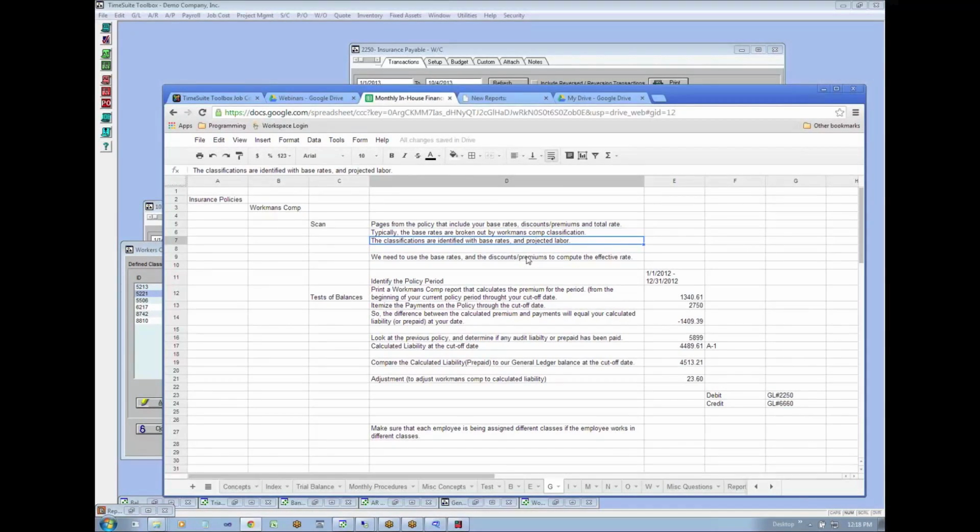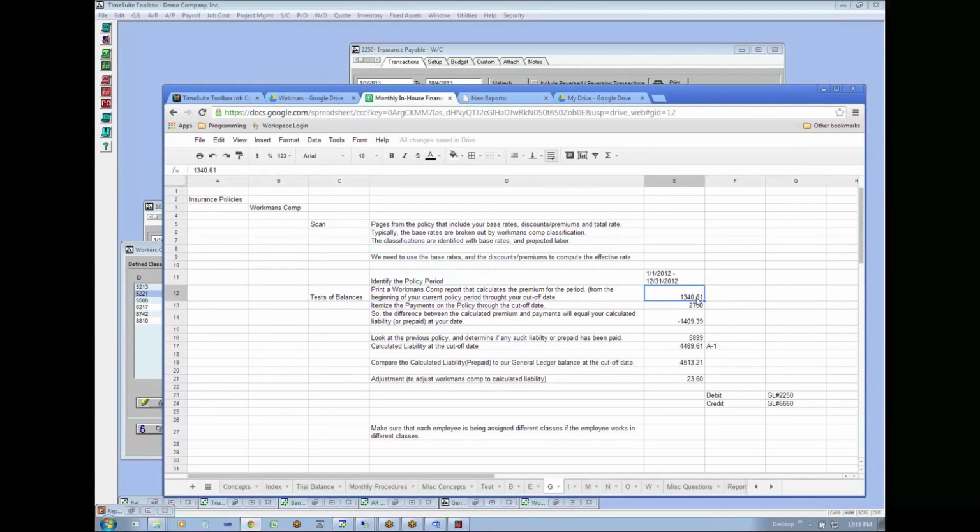So at the first year policy, they're going to project your labor forward and make you pay monthly based on that projection, or maybe you'll file a monthly report that includes your actual labor. So we need to use the base rate and the discount premiums to compute the effective rate. So we identify a policy, the policy period, and then in this example, we print the workman's comp report that calculates the premium for that period, just like we did for January.